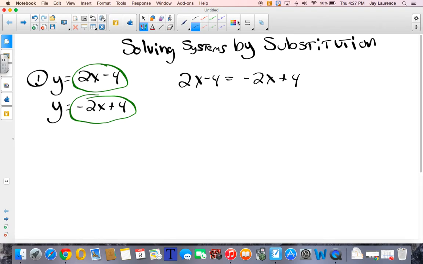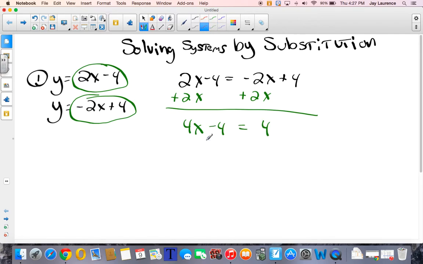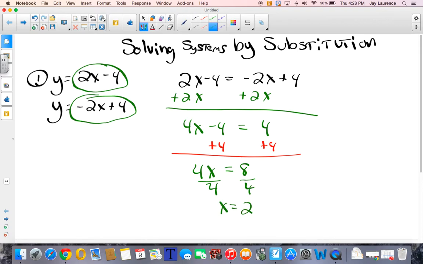And now I have one equation with one variable. If I get all my variables on one side and all my non-variables on the other, I can solve for the variable. So I'm going to add 2x to each side, and I'm going to get 4x minus 4 equals 4. And then I'm going to add 4 to each side, right? You following me? And I'm going to get 4x equals 8. Divide by 4, and I'll get x equals 2. I know the x coordinate of where these two lines will cross. They're going to cross at the point 2, something.